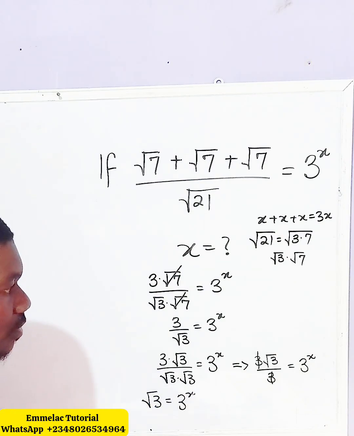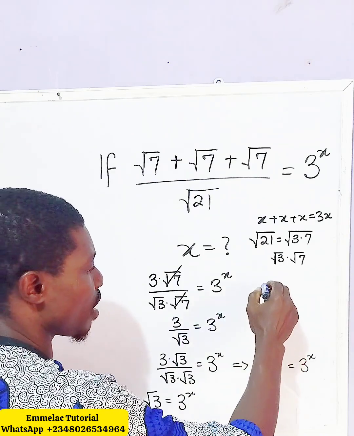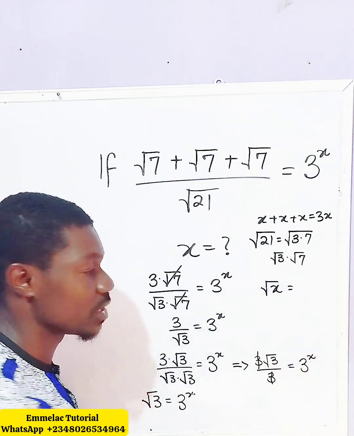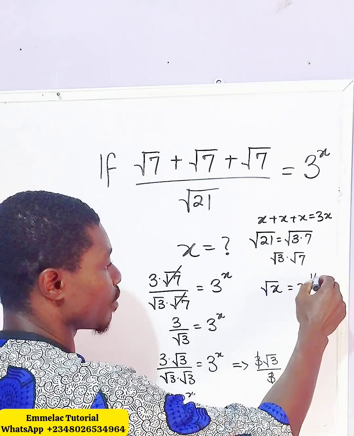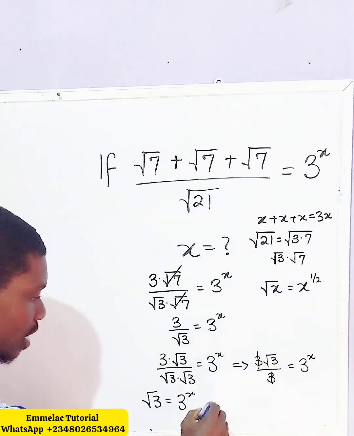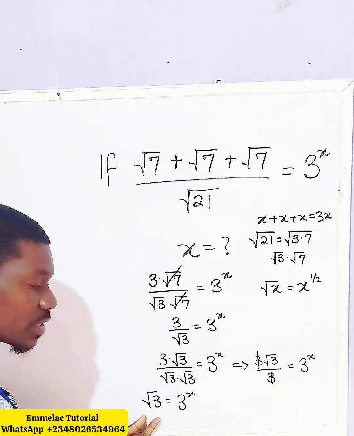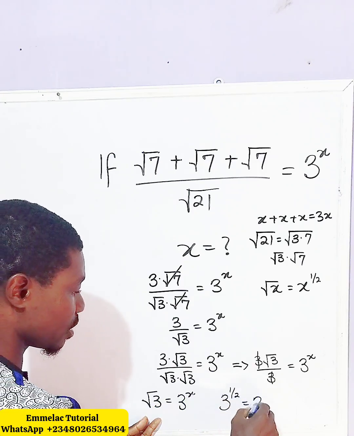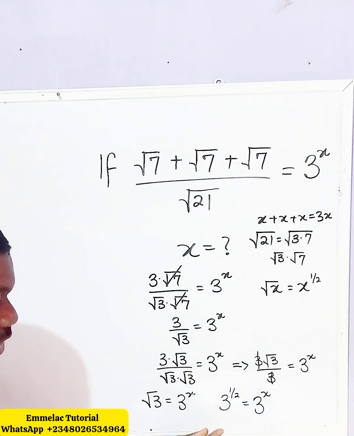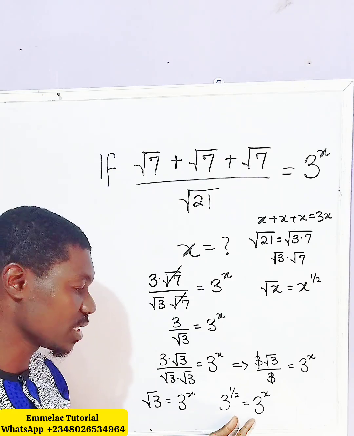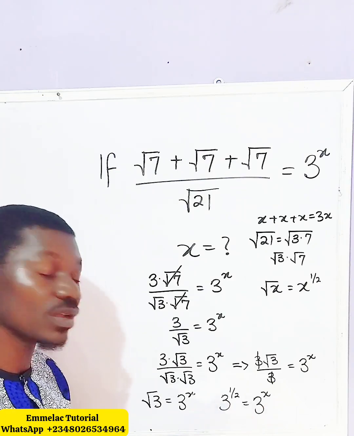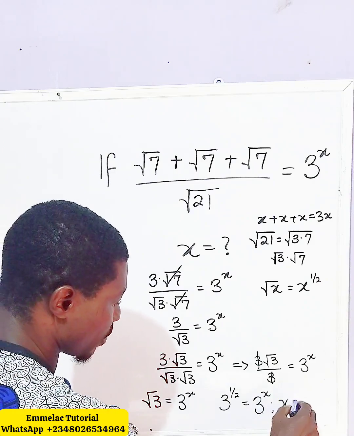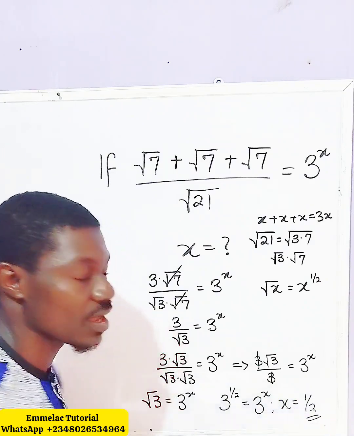X. So at this point, take note that according to the law of indices, if you have the square root of x, this can be written in terms of exponents as x raised to the power of 1 over what? 2. So the square root of 3 can be written as 3 raised to the power of 1 over 2, then equals 3 raised to the power of what? X. Since we have a common base, by comparison, x will now be equal to what? Half. So let me write it here, that x will now be equal to 1 all over what? 2 as the final answer.